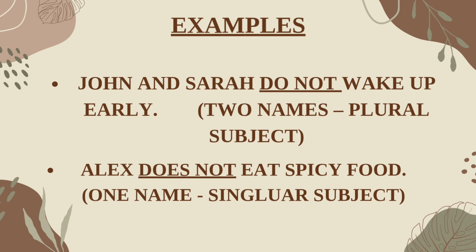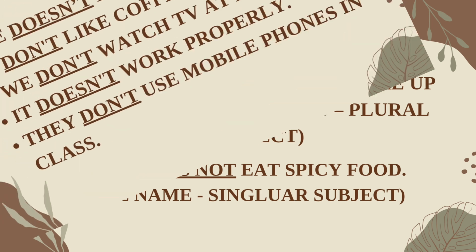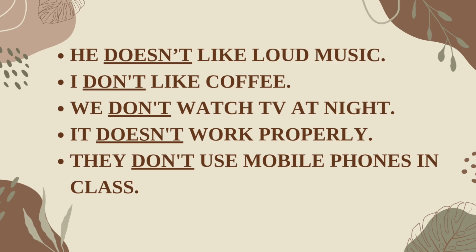Examples: John and Sarah do not wake up early. Alex does not eat spicy food. Some more examples: He doesn't like loud music. I don't like coffee. We don't watch TV at night. It doesn't work properly. They don't use mobile phones in class.